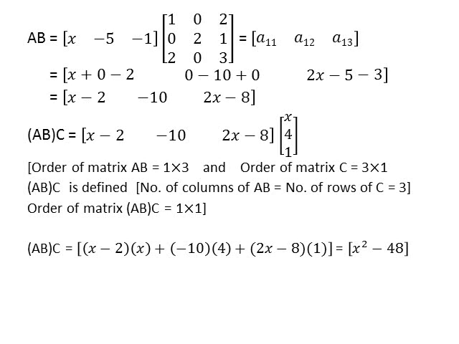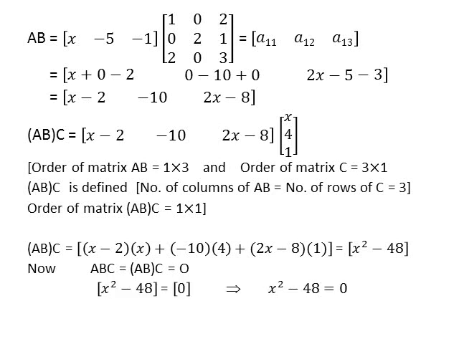We get a matrix with the single element x square minus 48 as the product of A, B and C, which equals the null matrix. So here the null matrix also contains the single element 0. By the equality of matrices, we can compare the corresponding elements. So we get x square minus 48 equals 0. It means x square equals 48 and x equals plus minus 4 root 3.